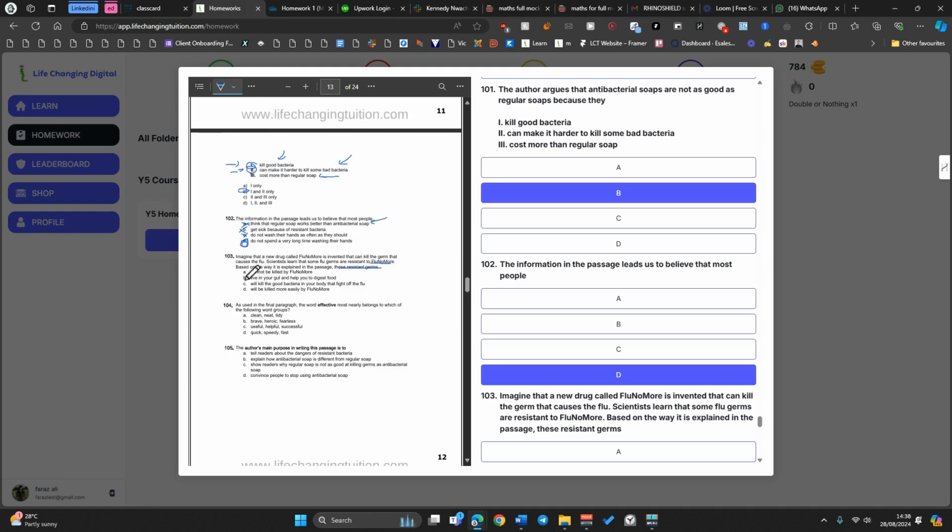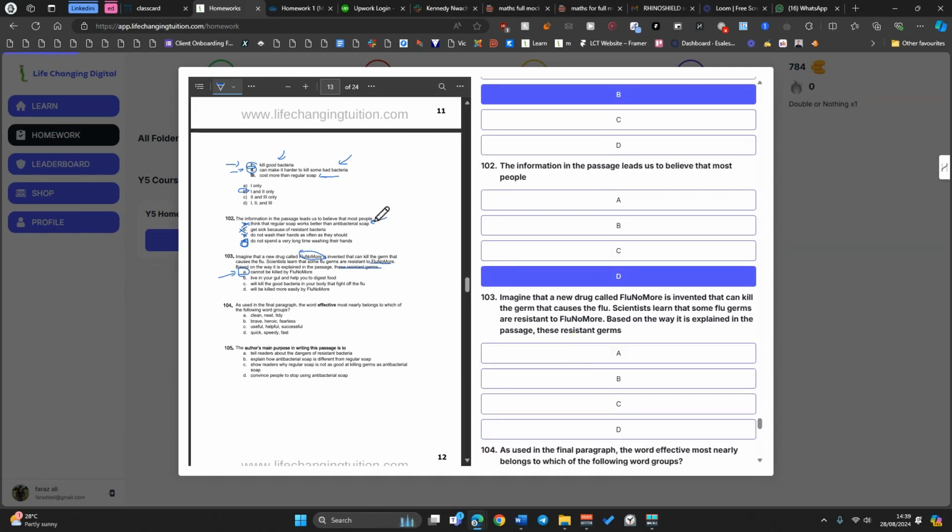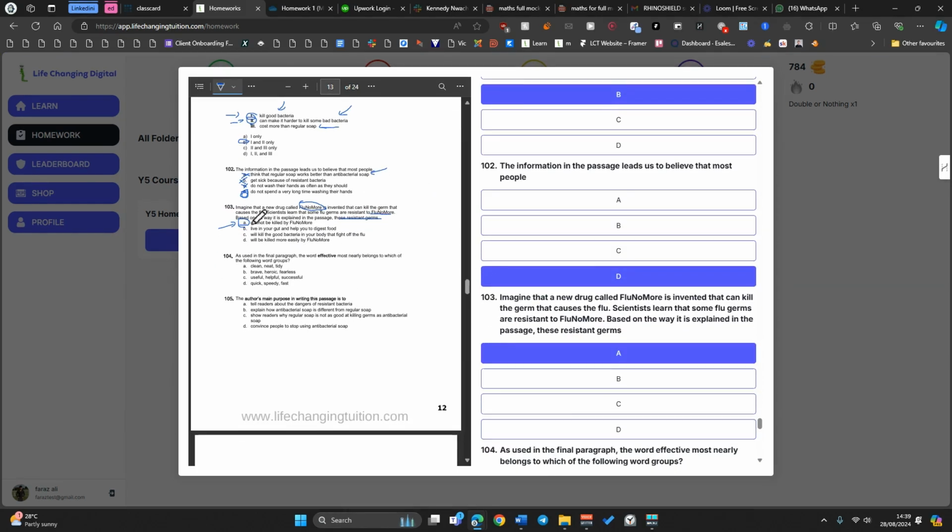So the answer here is basically if the flu germs are resistant to this new drug, similar to the way that bacteria become resistant to triclosan, then it will be very difficult to kill the flu germs. And there's no option here that's saying it's very difficult. It just says it cannot be killed, which is the closest thing. It's pretty much the same thing. So the answer here will be A as well.